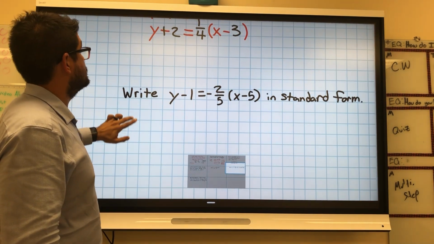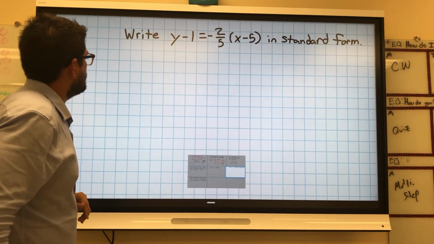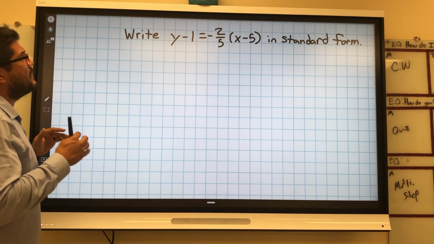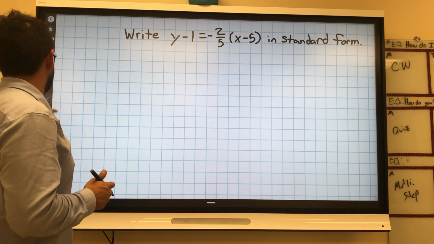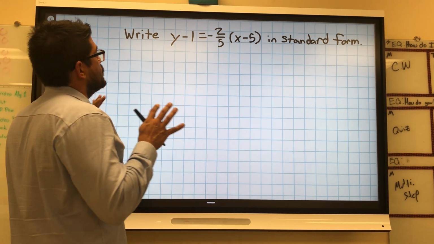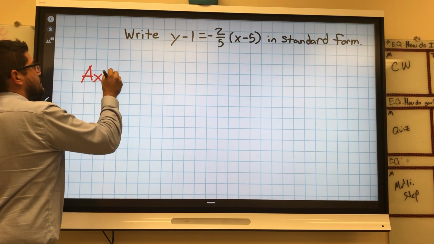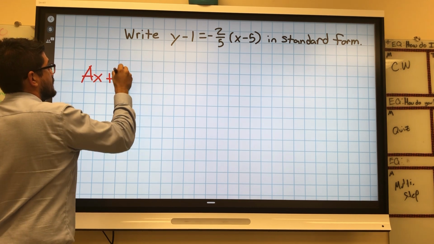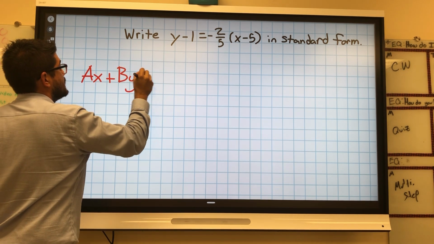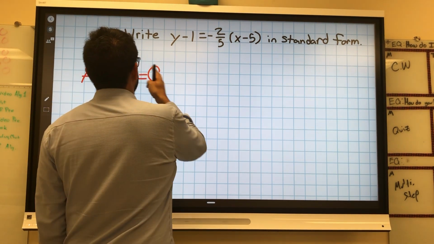Okay, so here we go. Now we're going to go to here. See if I can scroll this up enough. So this is y minus 1 equals negative 2 over 5, x minus 5 in standard form. So we're going to be doing this in standard form. Now standard form is Ax plus capital B y equals C. So I have to write this formula like this.